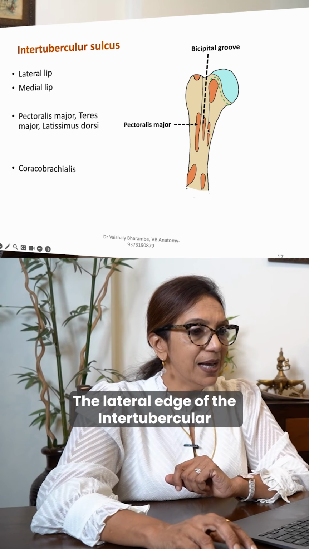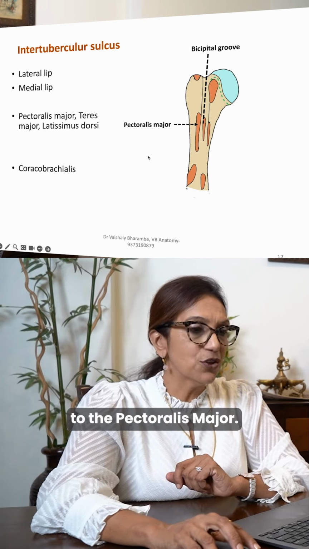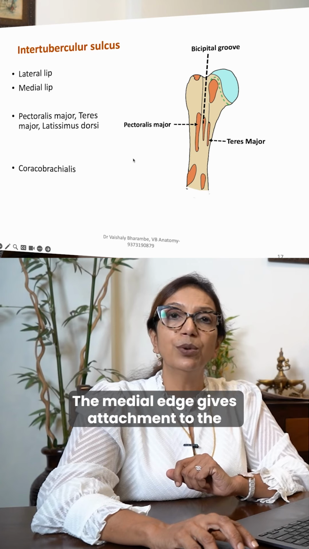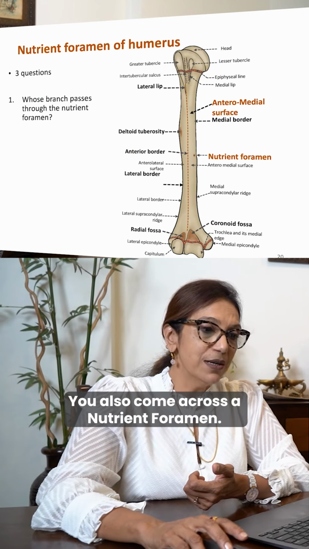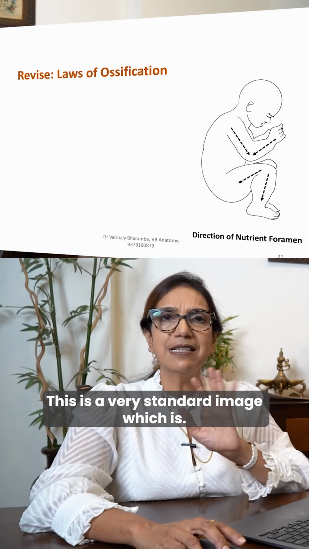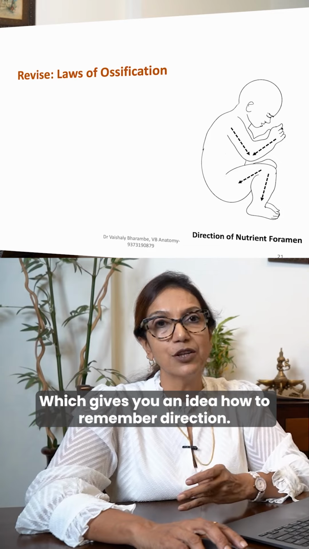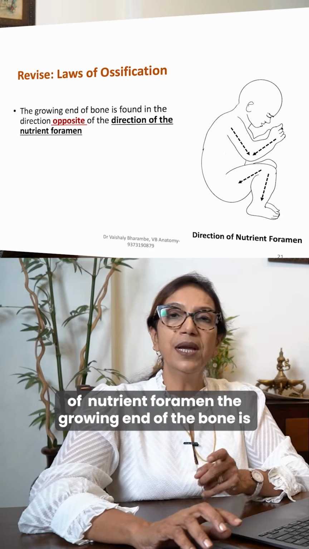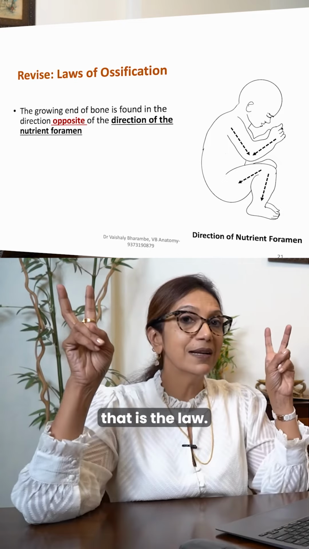The lateral edge of the intertubercular sulcus here gives attachment to the pectoralis major. The medial edge gives attachment to the teres major. On the anteromedial surface, you also come across a nutrient foramen. This is a very standard image which gives you an idea how to remember direction of nutrient foramen. The growing end of the bone is opposite to the direction of nutrient foramen, that is the law.